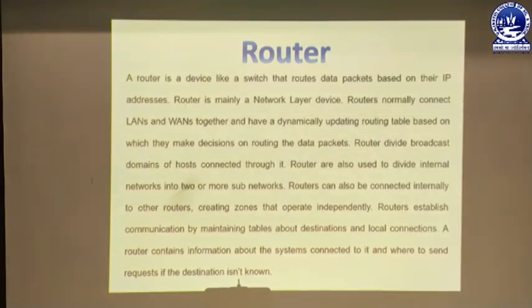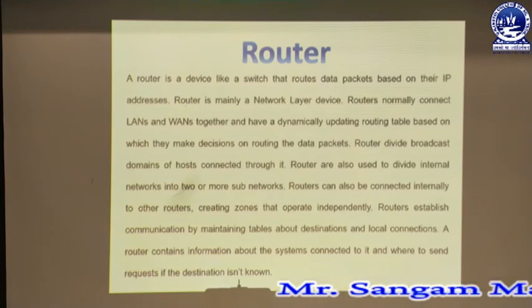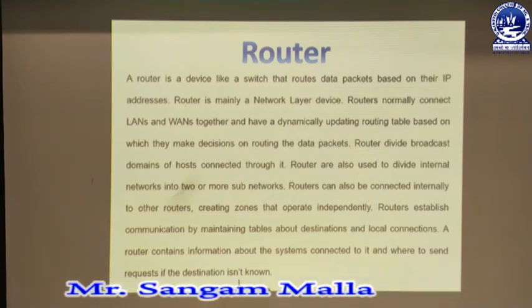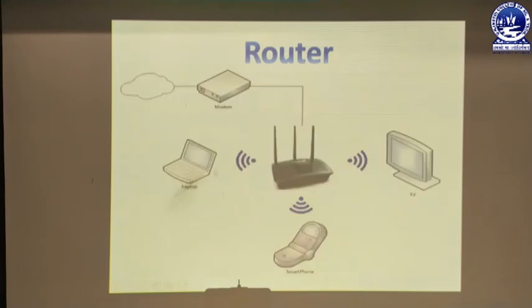Routers divide the broadcast domains of the hosts connected through them. Routers are also used to divide internal networks into two or more subnetworks. Routers can also be connected internally to other routers, creating zones that operate independently. Routers establish communication by maintaining tables about destinations and local connections. A router contains information about the systems connected to it and where to send the request if the destination isn't known. So what do we mean by a router over here?